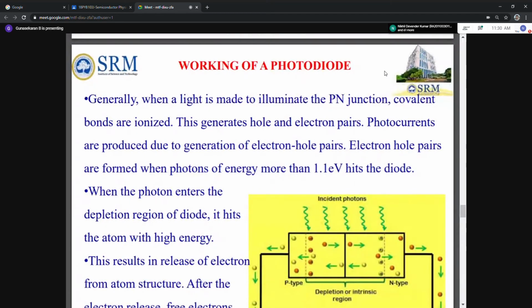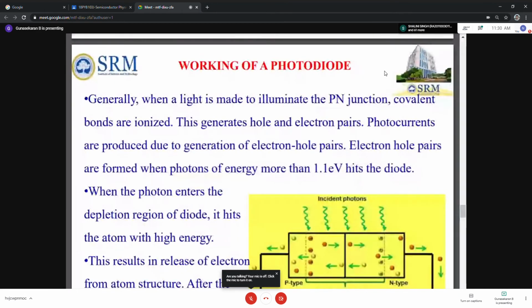The electron hole pairs are formed when photons having energy more than 1.1 electron volt strike the photodiode. That is a threshold value. Do you understand this? Say yes or no. So the electron hole pairs are formed when the photons have energy greater than, please note it down, 1.1 eV, for this diode.